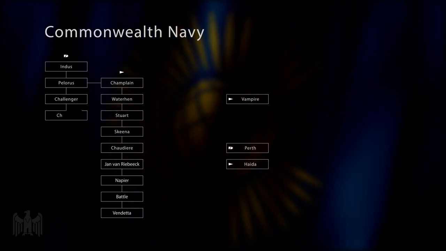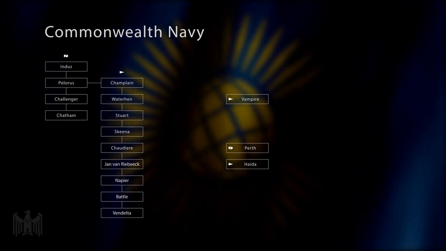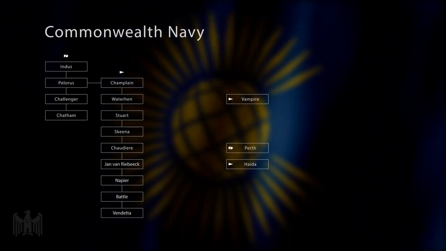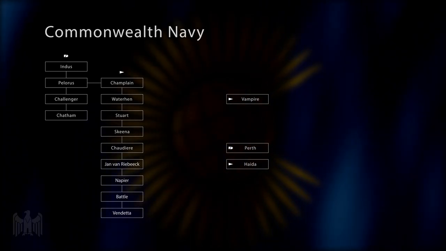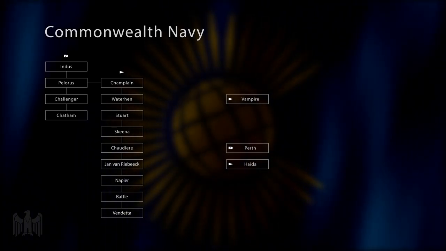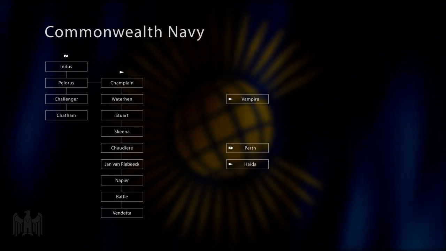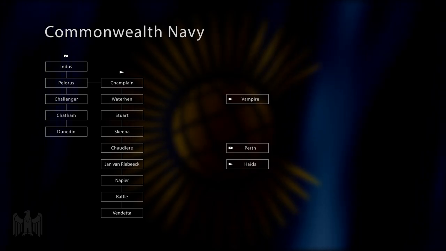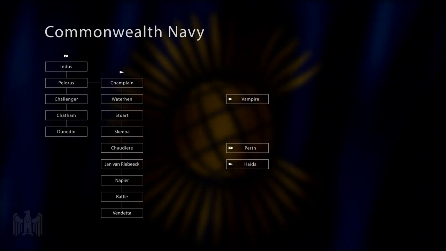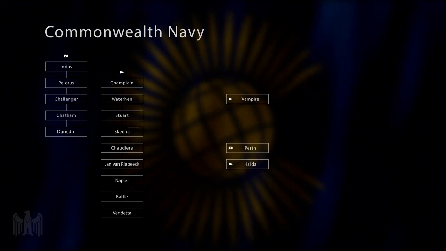Tier 4, Chatham. Chatham class ships were operated by Australia and New Zealand and served until the late 20s and early 30s. Chatham class begins the transition from protected cruiser designs towards more modern light cruisers. Tier 5, Dunedin. Dunedin was a Dane class light cruiser in service with New Zealand and saw use well into the 1940s.